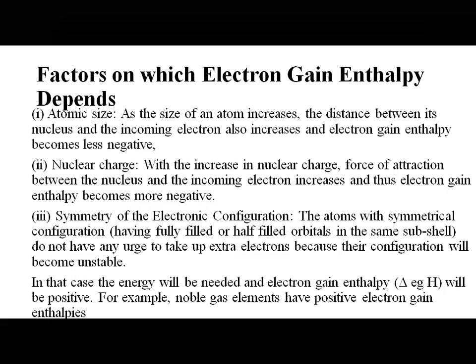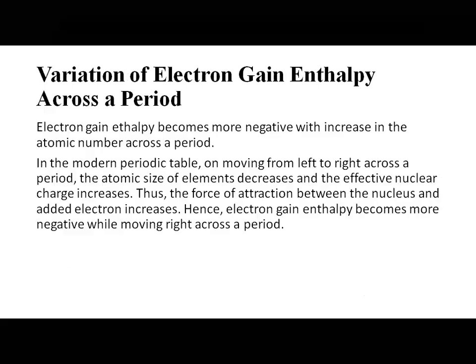In those cases, if there are fully filled or half filled orbitals, or in the case of noble gases, the electron gain enthalpy is highly positive. So in that case, energy will be needed and electron gain enthalpy will be positive. For example, noble gas elements have positive electron gain enthalpies.